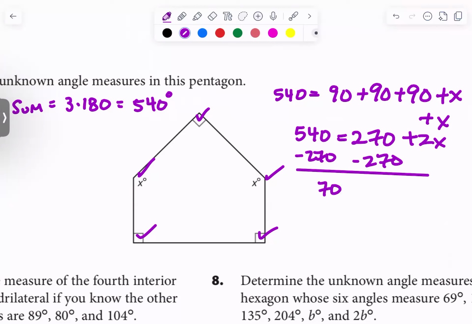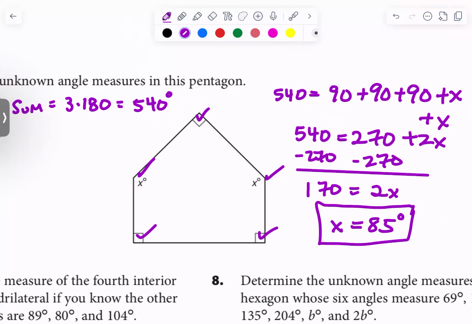That's 70. 170 equals 2x. So x is going to equal 85. Okay? Cool.